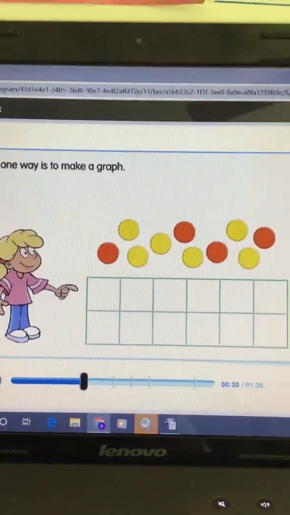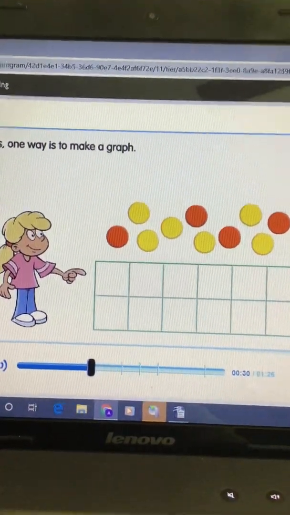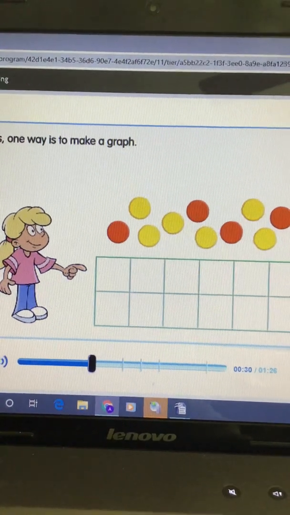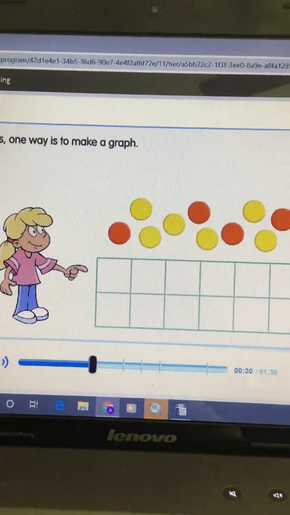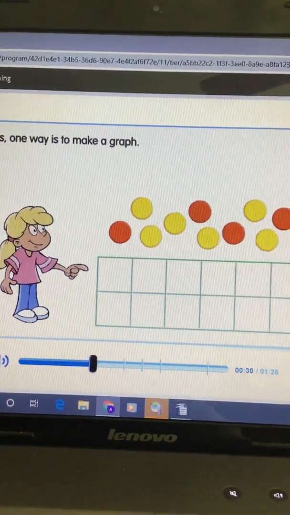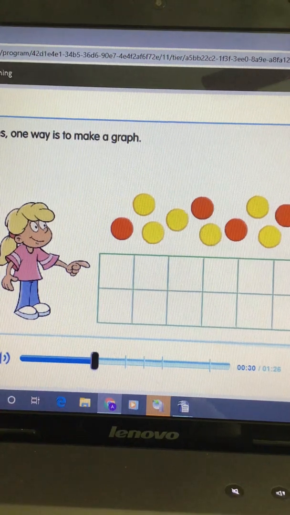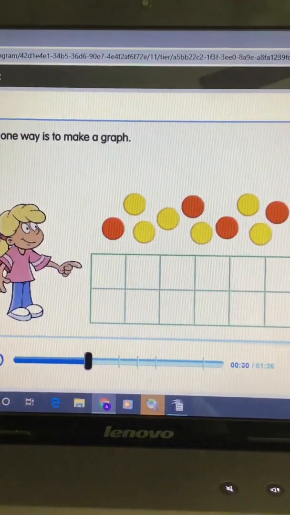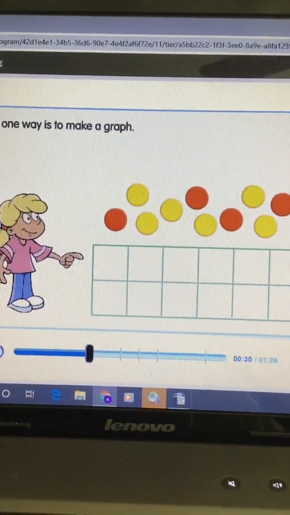So what they're showing us here is that when the counters are all mixed up, the red and the yellow, and we just look at them quickly, it's a little bit hard to say how many red, how many yellow, which one has more, which one has less. If we sort them and we put all the yellow together and all the red together, it will be easier for us to compare which one has more, which one has less, and how many of each there are. And one way to do that is by making a graph.